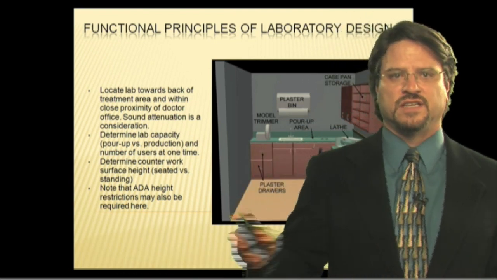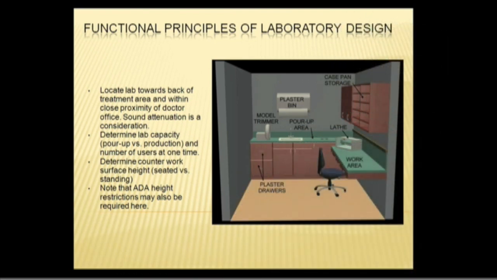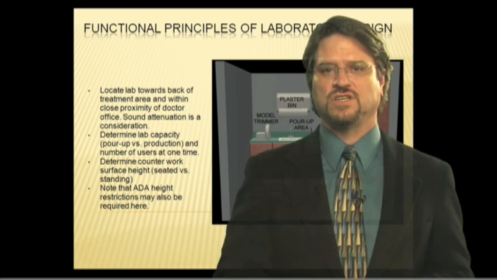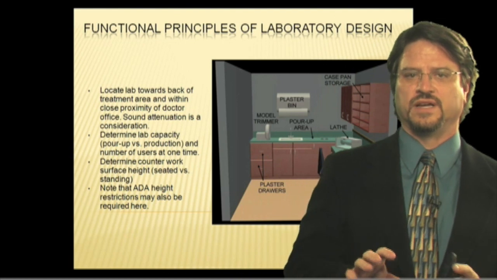In the graphic, you can see on the counter work surface, you will have a model trimmer, which needs to be adjacent to the sink, a large sink, which needs to have a plaster trap below it, a pour-up area adjacent to the sink, plaster storage in a bin above sink or in drawers next to it. To the right side of this image is the clear work area. This can be standing height if desired or seated height as shown. If you want it to be standing height, you'll need to have tall adjustable stools that have foot support rings.